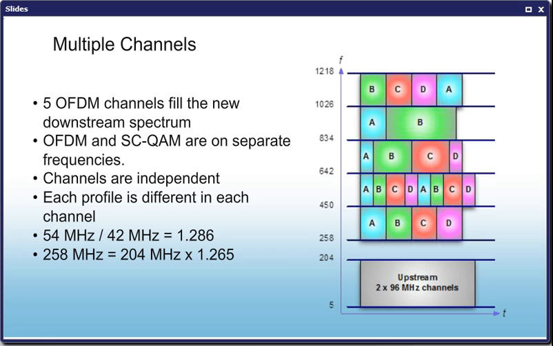Here we see an example of DOCSIS 3.1 applied to the spectrum. Because the 3.1 channels can be as large as 192 megahertz, you can fit the entire spectrum in 5 channels. And the upstream is going to be two 96 megahertz channels. Now, I haven't shown DOCSIS 3.0 in here, and I haven't shown video in here. The spectrum on the plant will actually have to be shared between 3.0, 3.1, and video. But it does show what we can do with the OFDM technology that is in DOCSIS 3.1.